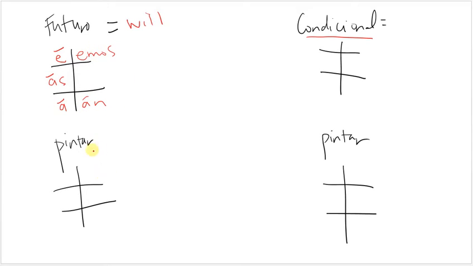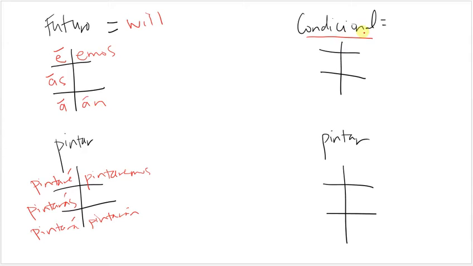So for example, if you're using the verb pintar, yo pintaré, I will paint. Tú pintarás, you will paint. Él pintará, he will paint. Nosotros pintaremos, we will paint. Y ellos pintarán, they will paint.